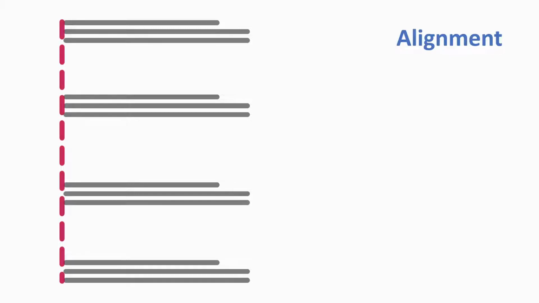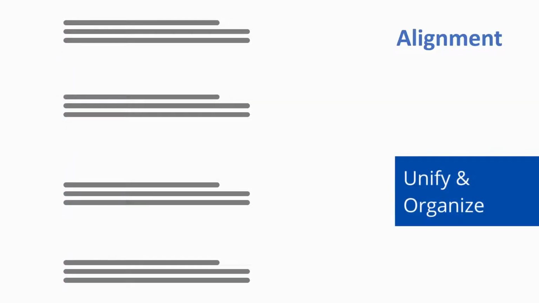Now, a good guideline is to stick to one text alignment on a slide like we see here, flush left, flush right, or centered. The basic purpose of alignment is to unify and organize the page.